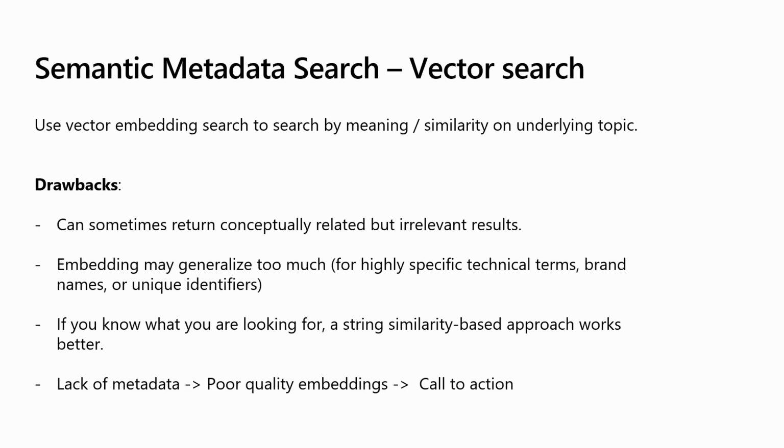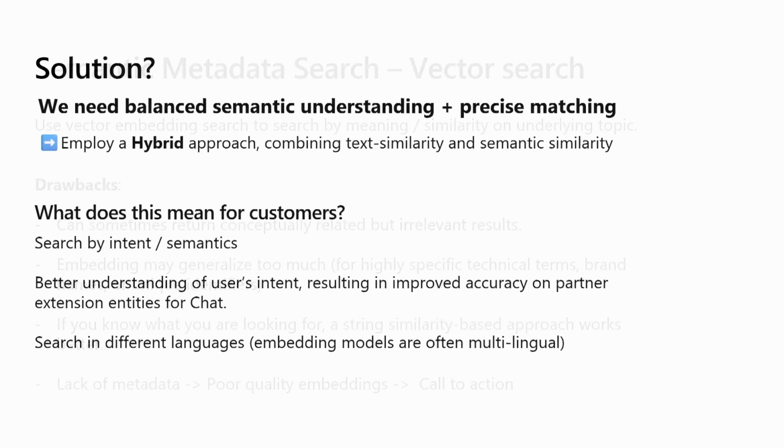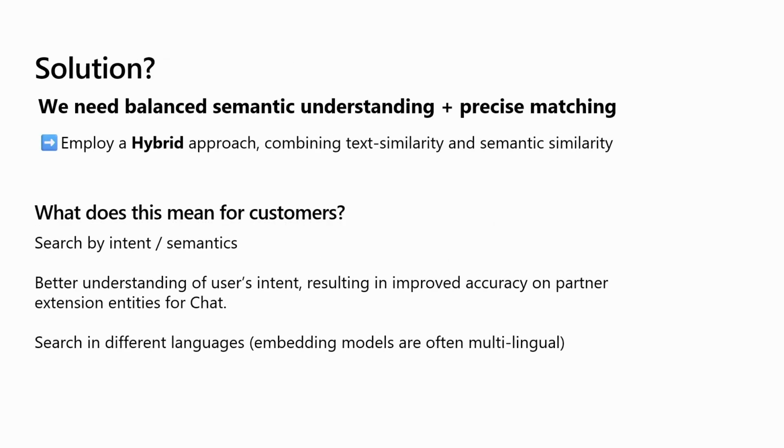And that's the problem with the vector-based approach. If you do not have enough metadata, the quality of embeddings is poor, and then these documents just add a lot of noise. And so the final solution is that we use a hybrid approach. We combine text similarity with semantic similarity, and we also combine it with some other signals that we have, such as, for example, if the page is bookmarked, right?